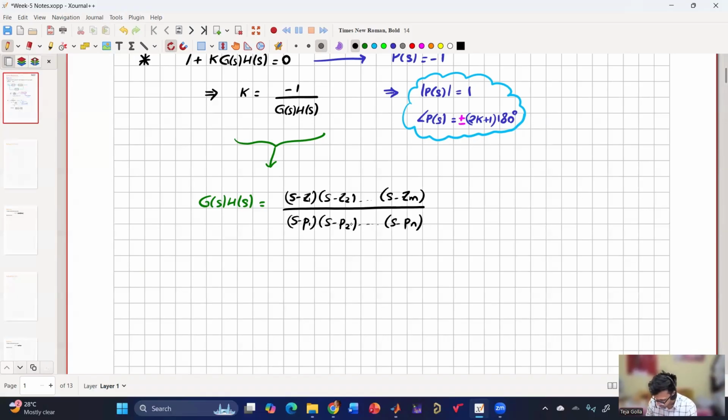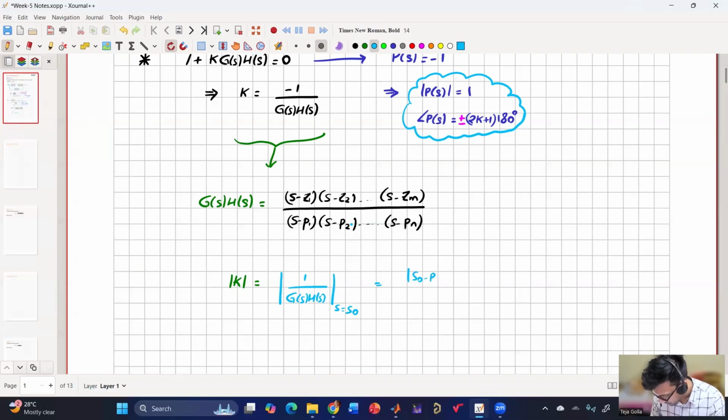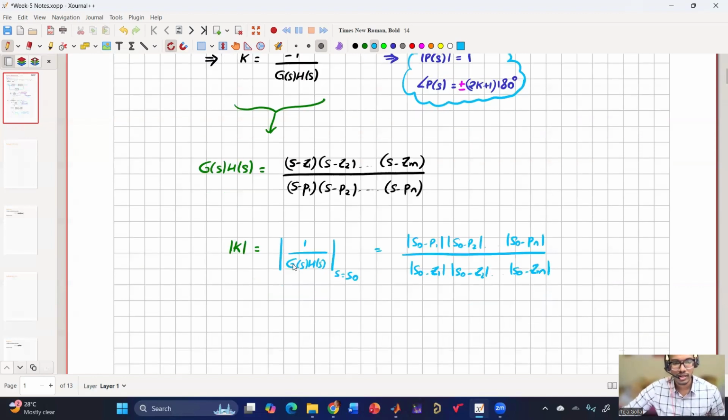So now I have to find k, which is minus 1 by g of s into h of s. So if you substitute there, we'll get k magnitude. If I calculate magnitude of k, then minus 1 will be removed. So I'll get magnitude of 1 by g of s, h of s. Say at s equals s naught I am calculating, then I can calculate it as mod of (s naught minus p1) into mod of (s naught minus p2) up to mod of (s naught minus pn), divided by mod of (s naught minus z1) mod of (s naught minus z2) up to mod of (s naught minus zm). So we'll substitute that s value, and then at that value we can calculate the gain.